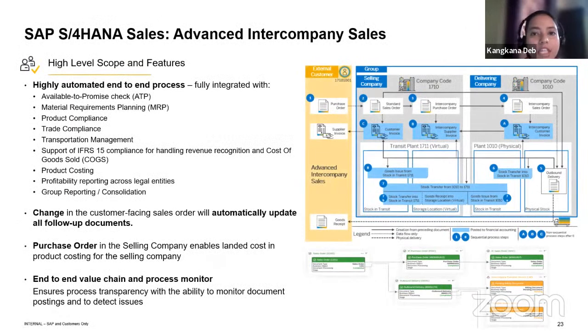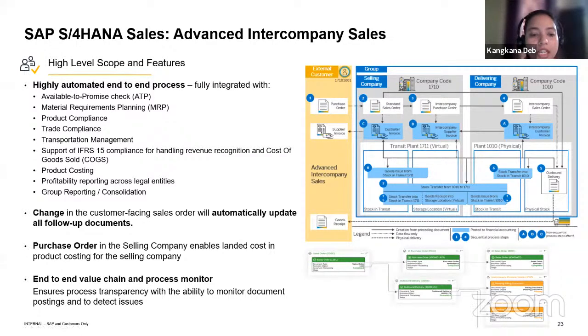Next, we have advanced intercompany sales, which allows two affiliated companies and an external customer to participate in a single intercompany process. With the advanced intercompany sales process, the system automatically creates the additional business documents like purchase orders from the selling companies, sales orders in the delivering companies, and purchase orders. There is automatic creation of an intercompany purchase order in the selling company, which in turn triggers the creation of an intercompany sales order in the delivery company.